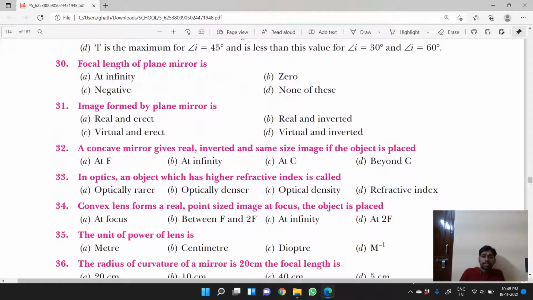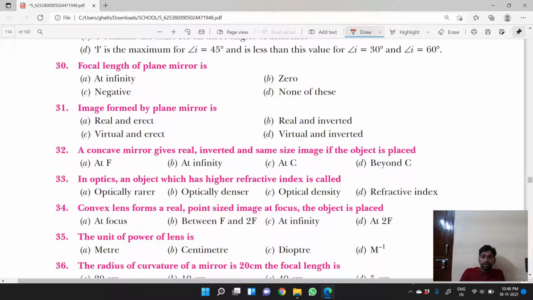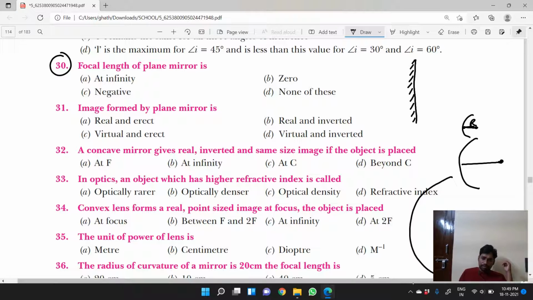Next question. These are the easy questions, we can go somewhat faster here. Question number 30: focal length of plane mirror is. Sir, a plane mirror does not have any kind of radius of curvature. If there is a small curved mirror, this will be the radius of curvature. If there is a large mirror, this will be the radius of curvature. If there is a very large mirror, very high radius of curvature. A plane mirror is straight, so radius of curvature is infinity. Then focal length also becomes infinity, because focal length is R by 2, and infinity by 2 is infinity only. So we will go with the answer at infinity, not zero or negative.